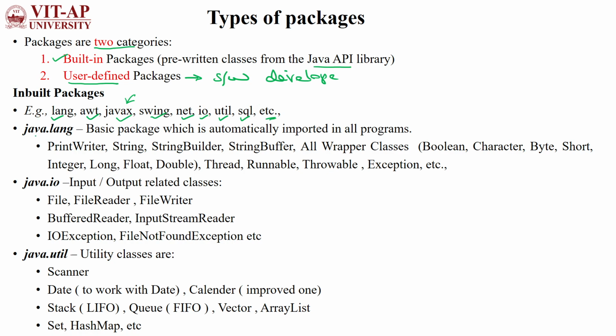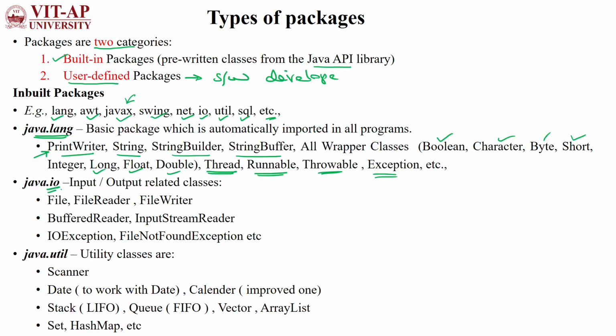So here the java.lang package has some class files: PrintWriter, StringBuilder, StringBuffer, and all the wrapper classes, okay. Boolean, Character, Byte, Short, Integer, Long, Float, Double, like this. And Thread also belongs to the language package: Runnable, Throwable, and exceptions for exception handling. So all of these belong to the Java language package.